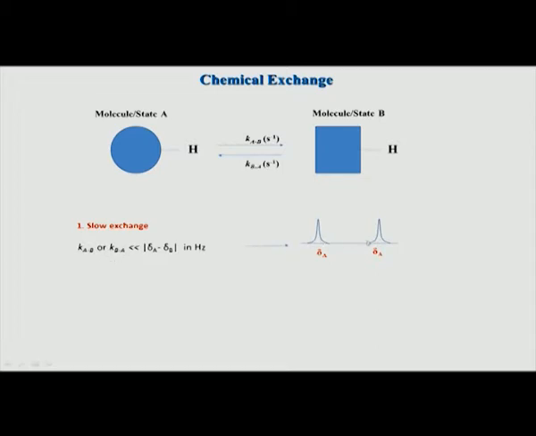So, how does the spectrum look in the slow exchange process? The spectrum very much does not change at all. Let us say this is your state A and this is state B. The same hydrogen atoms in the two different states will have two different chemical shift values, and they will show two separate peaks. So, this is H A and this is H B.